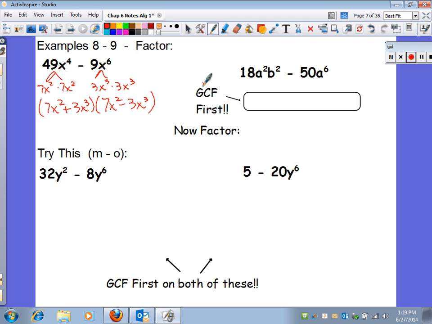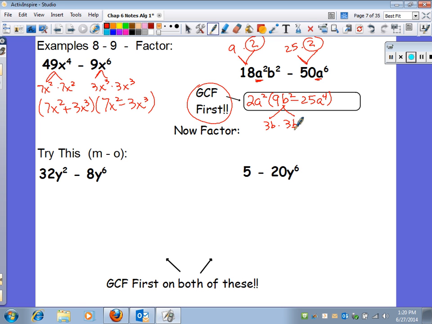For the second one here, you've got to look for this GCF first, because right now they're not perfect squares. But if you look at 18, you know 18 is 9 times 2. And if you look at 50, you know that's 25 times 2. They both have a 2. And they also both have a squared. So I'm going to take out a 2a squared. And I'm going to be left with 9b squared minus 25a to the 4th. So that's a GCF. Now I can break these down.